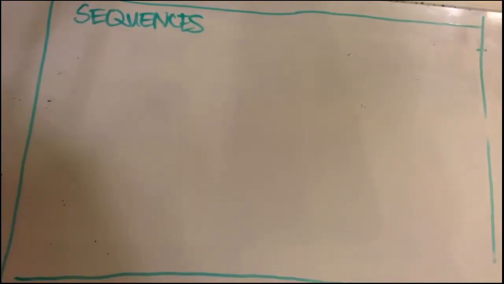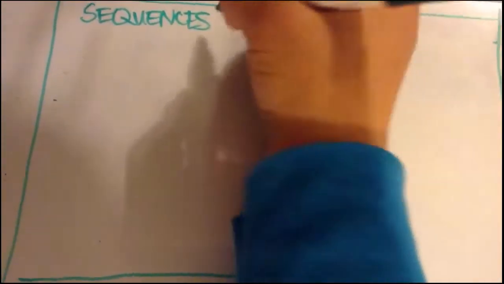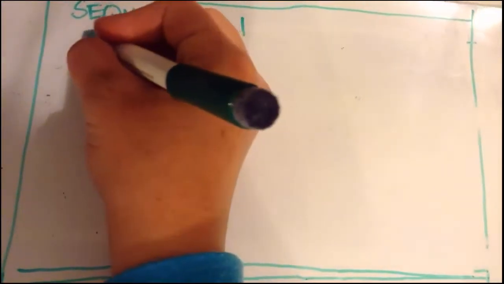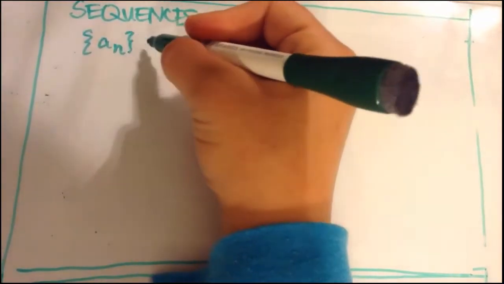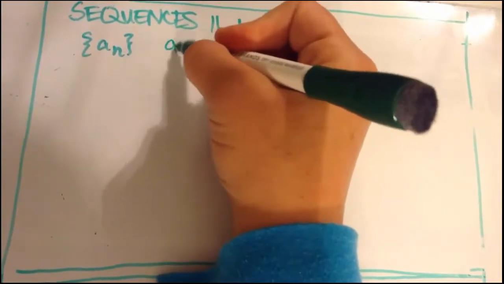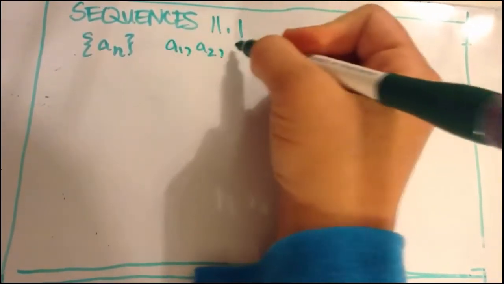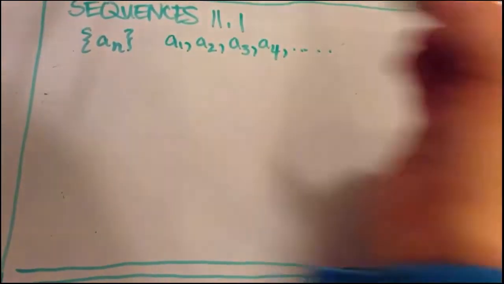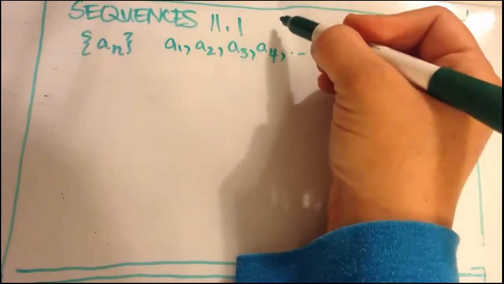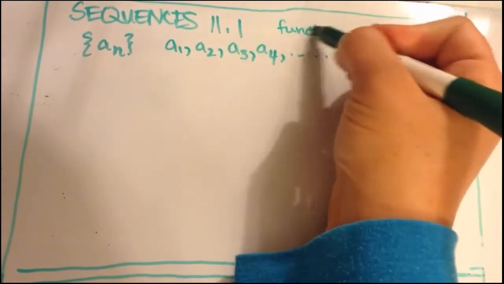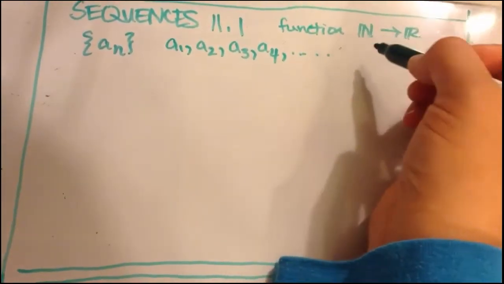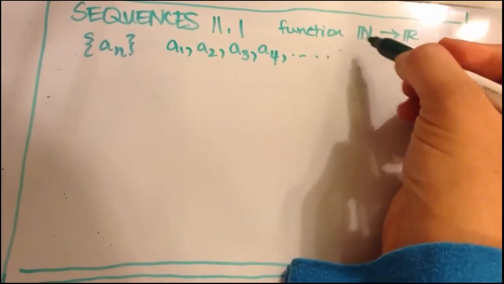In this video, we're going to talk about sequences, and this is section 11.1. So a sequence is defined as a function, a sub n. The notation will either use these curly brackets, or sometimes we'll just list them out: a1, a2, a3, a4, and so on and so forth. The reason we have these subscripts is that a sequence is a function from the natural numbers to the real numbers. So it's a list of terms of real numbers, and there's one for every natural number.